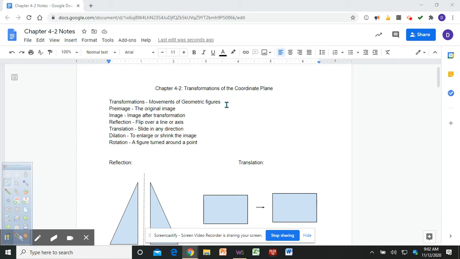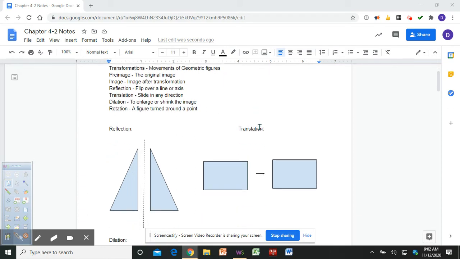We're either going to flip it with a reflection, we're going to translate it, which is a slide, we're going to dilate it, which makes it bigger or smaller, and we're going to rotate it. You have seen reflections and translations last year. Dilations and rotations are newer ones, so we're going to talk more about them. I'm just going to go over them real quick.